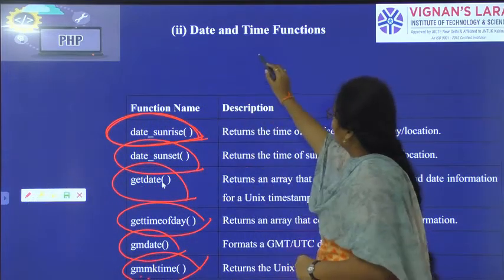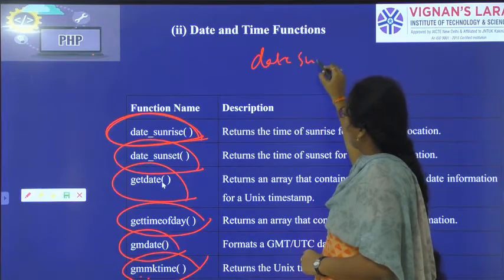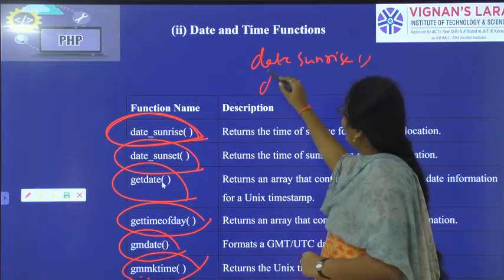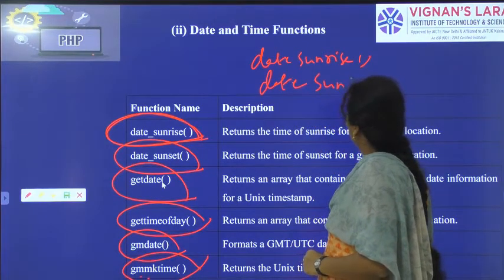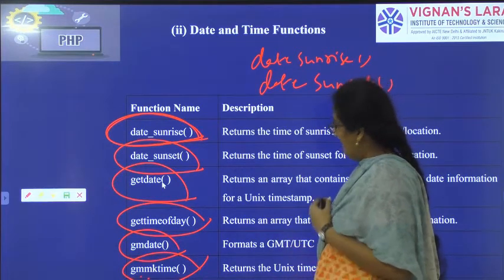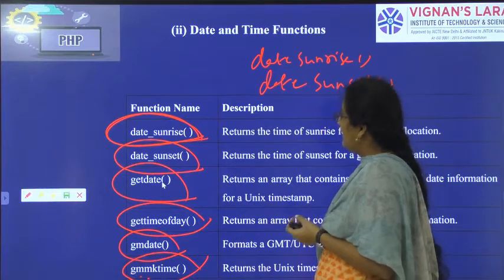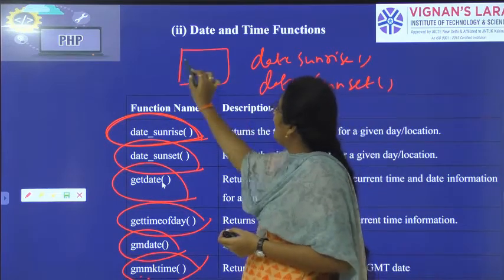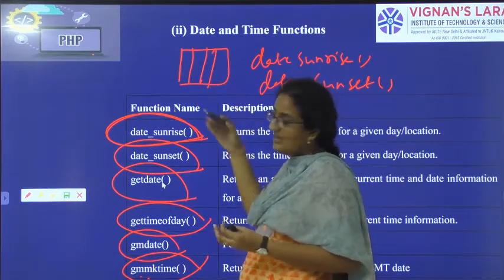So these functions, date_sunrise and date_sunset, are used to get the sunrise and sunset of a day and location. So the next one, getdate. It will give an array. In that array you will get all the different dates and days.